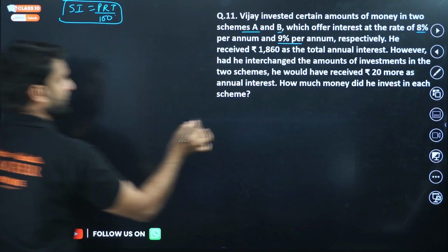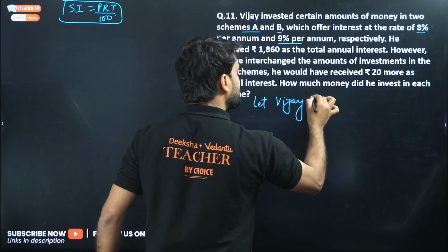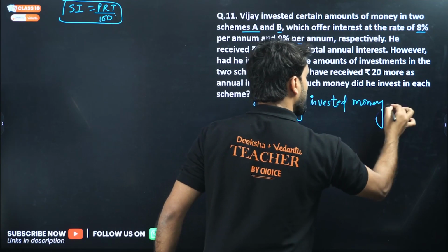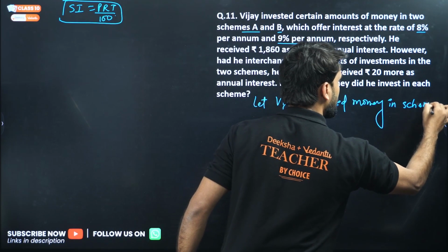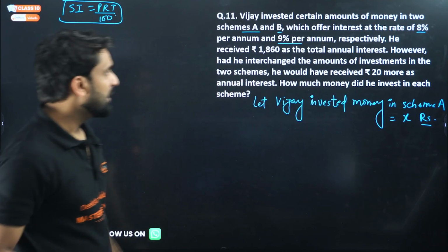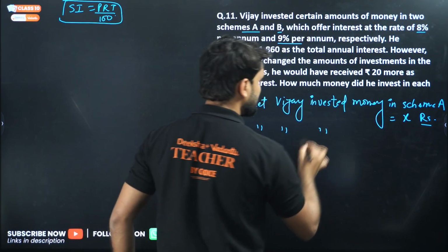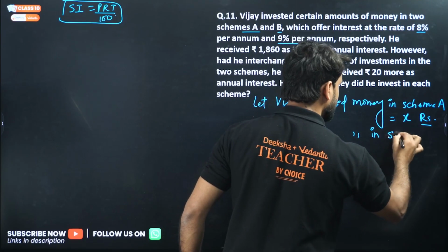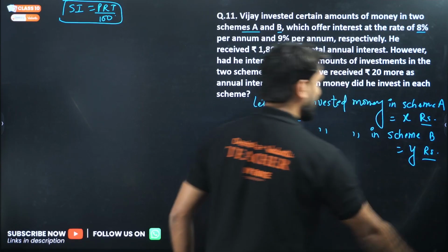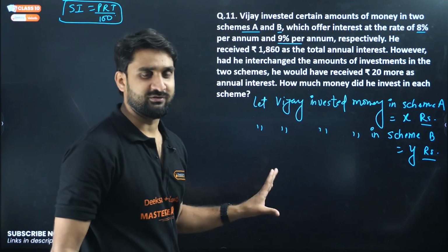So let Vijay invested money in scheme A is X rupees, right? How much money did he invest in each scheme? Let Vijay invested money in scheme B equals to Y rupees. I'm letting both. In scheme first X rupees, in scheme B Y rupees. Now we can write the equation comfortably.